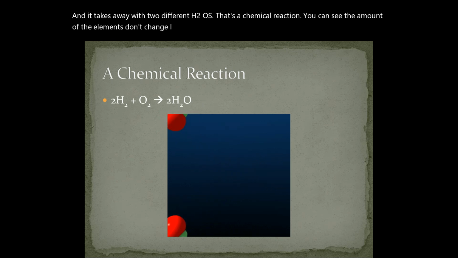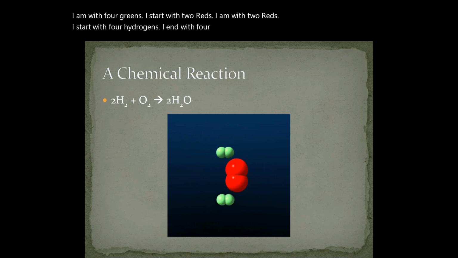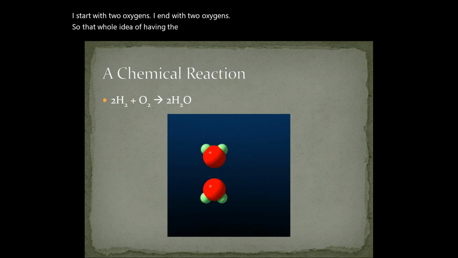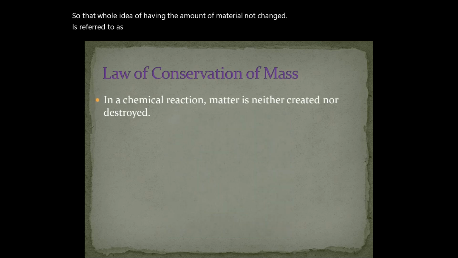I start with 4 greens, I end with 4 greens. I start with 2 reds, I end with 2 reds. I start with 4 hydrogens, I end with 4 hydrogens. I start with 2 oxygens, I end with 2 oxygens. So that whole idea of having the amount of material not change is referred to as the conservation of mass.